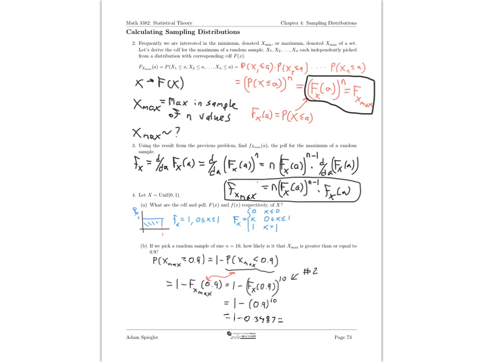0.3487, which gives us 0.6513. Okay, so if we pick a sample of size 10 out of a uniform distribution from 0 to 1, what we can see here is there's about a 65% chance that the maximum value is going to be 0.9 or bigger.